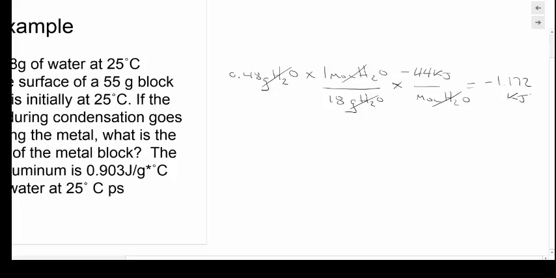If that is the heat being released by that water, that's also going to be the amount of heat gained by the metal, right? So what's the formula that we need now? The amount of heat is equal to the mass of the metal times the specific heat of the metal times delta T of the metal. Mass of the metal times specific heat of the metal times delta T of the metal.